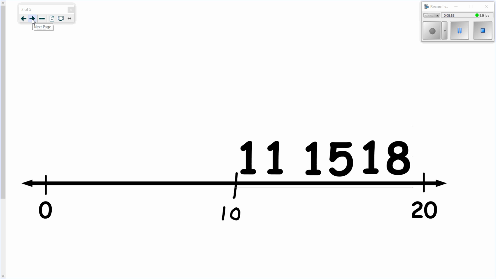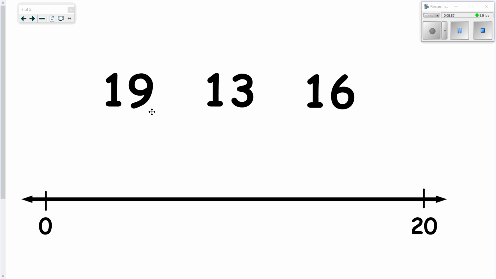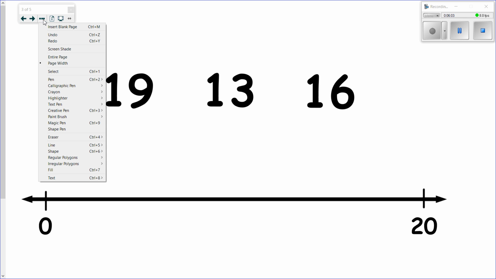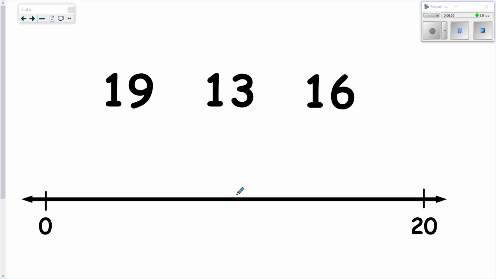Let's do one more example. All right, we have 19, 13, and 16. Now, once again, we have 0 to 20. And just as we did on the last page, we're going to find the midpoint, which is 10.